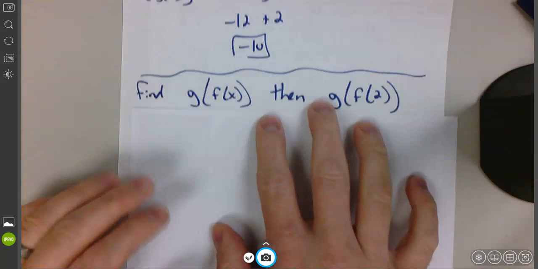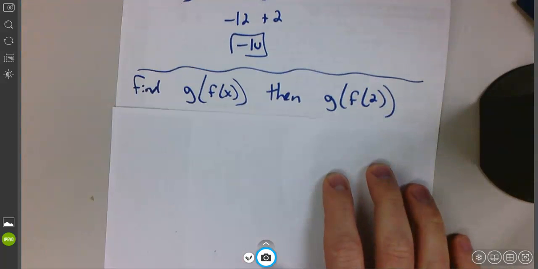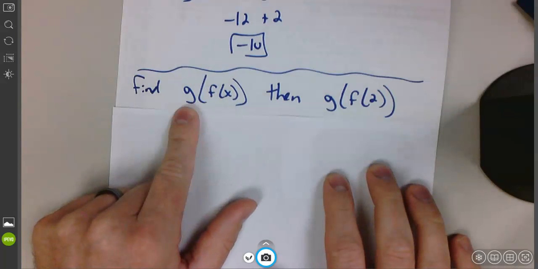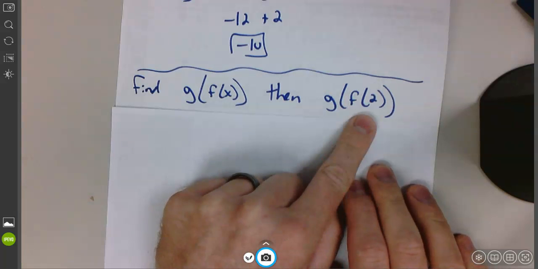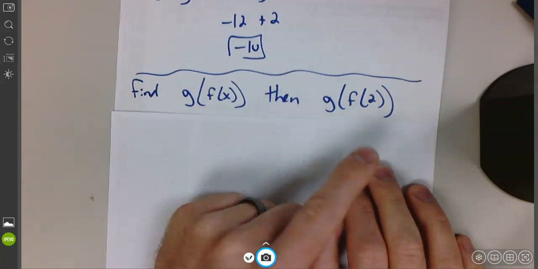Okay. Hit pause. Same two functions. Go back in your notes if you need to. I want you to now find g of f of x. We're flipping it around now. The f function is inside the g function. And then I want you to find g of f of 2. All right, you can use the formula you got here, plug in a 2, and see what it equals.